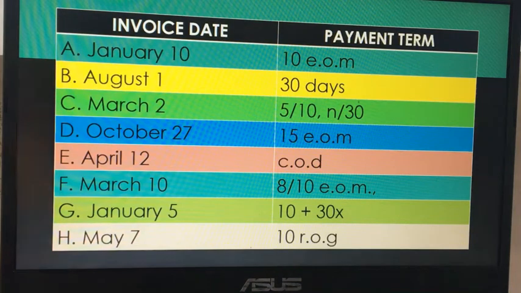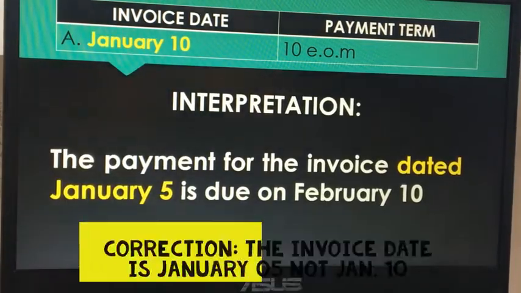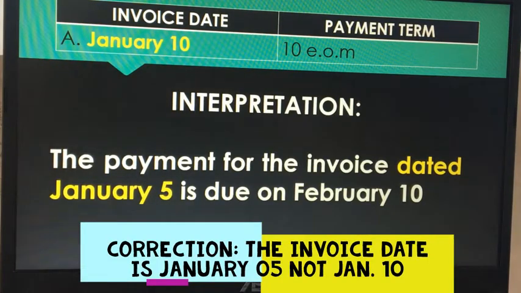So obviously there are plenty of payment terms that you are going to encounter in the business world. Okay, so let's try to understand and interpret each of the examples from A to H. Again, do not fast forward the video because I'm going to explain it in the best way possible, and I do hope that every one of you takes down notes. Okay, so let's begin with example letter A.